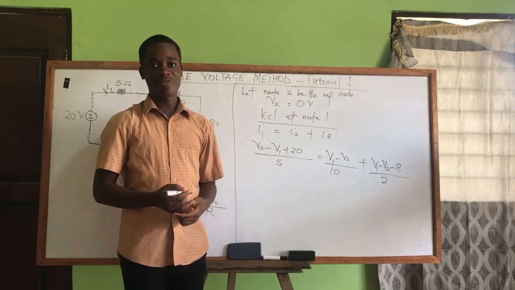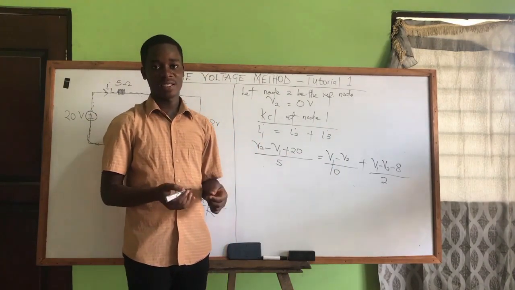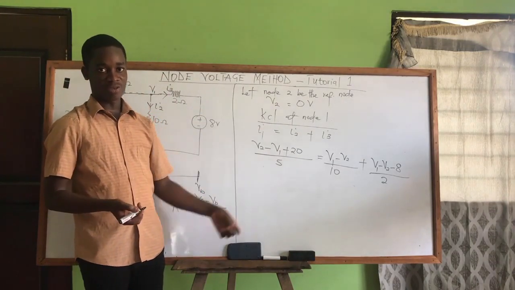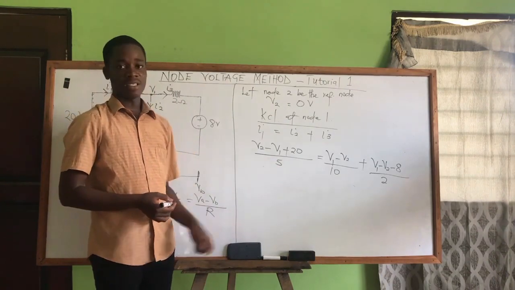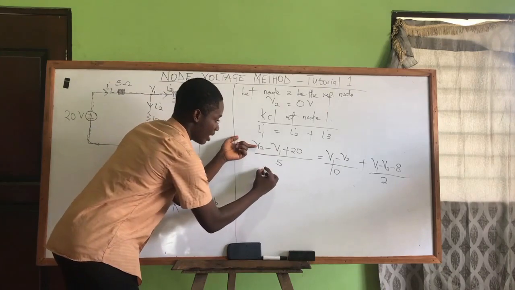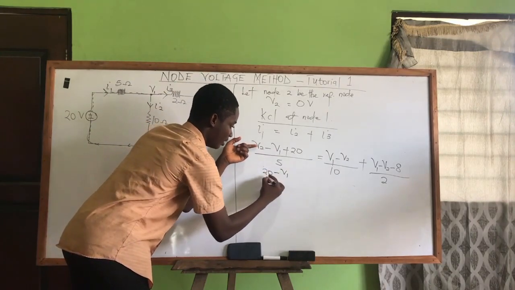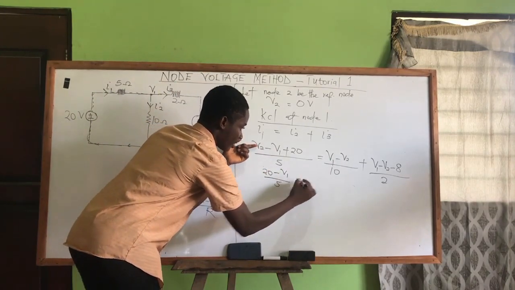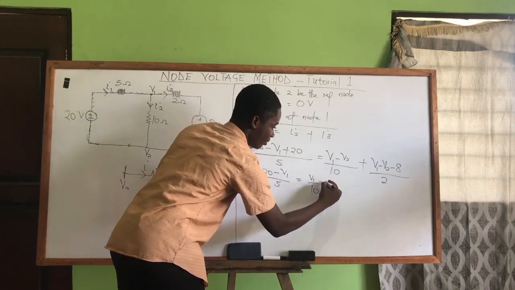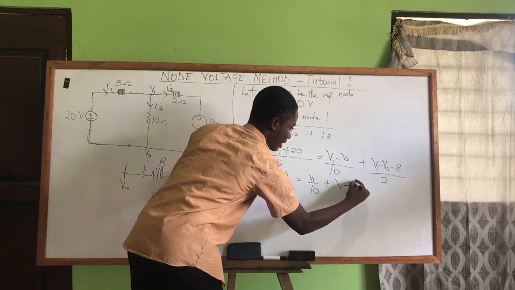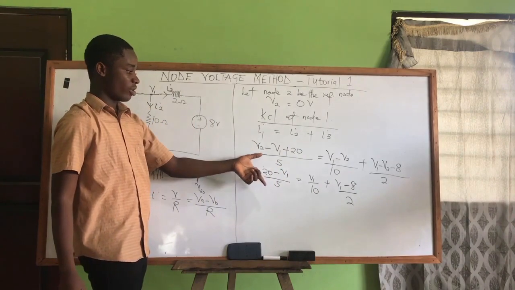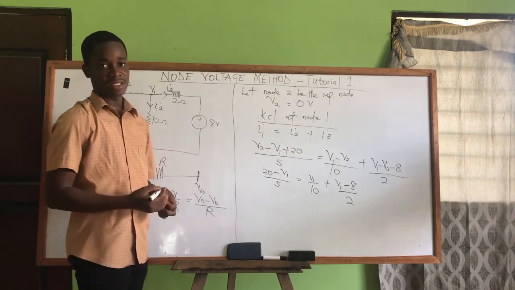So we are interested in finding the node voltages, that is V1 and V2. But we already know that V2 is equal to 0. So we can substitute that value in this equation. If V2 is 0 here, then for this equation we have what? 20 minus V1 over 5, giving us V1 over 10, plus V1 minus 8 over 2. So this equation is the same as this equation.